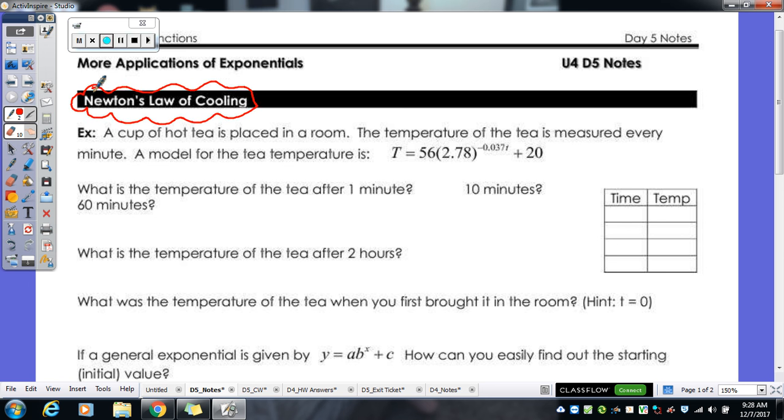All right, Newton's law of cooling. That's what we're dealing with today. So basically, Newton's law of cooling states that if you take an object and you place it in a room, eventually the object and the room are going to work themselves out to be the same exact temperature.